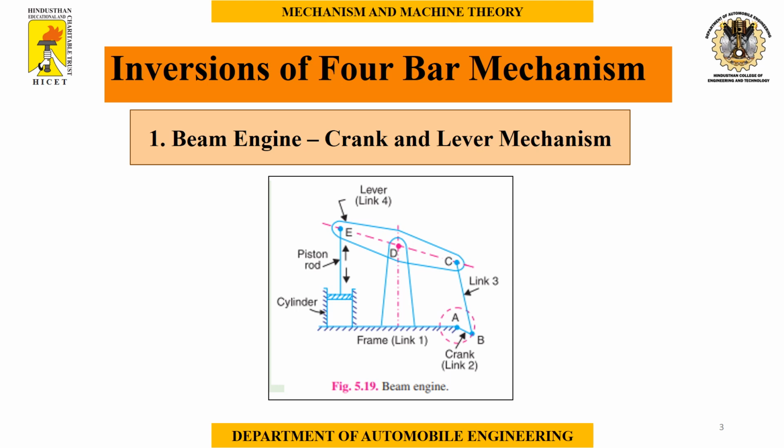First one is beam engine. The beam engine is also called crank and lever mechanism. Here one link is rotating and another link is translating. In this diagram, link 1 is fixed and acts as frame. Link 2 acts as crank, rotates fully. Link 3 transmits the rotational movement of link 2 to link 4. The link 4 further transmits to the cylinder.